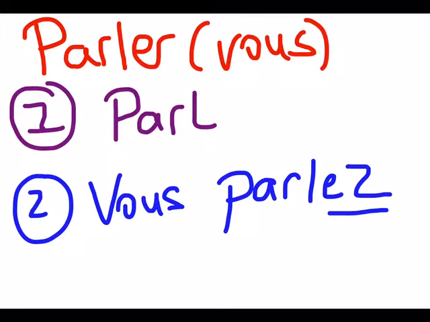Here's another example, this time with the verb parler, to speak. But I don't want to say to speak, I want to say you speak, the plural you, which is vous. Step 1, remove the ER from the verb, which leaves me with parl. Step 2, add in the vous, and then because I've added the vous, I need to add the letters EZ to the end of my verb, which gives me vous parlez, you speak.